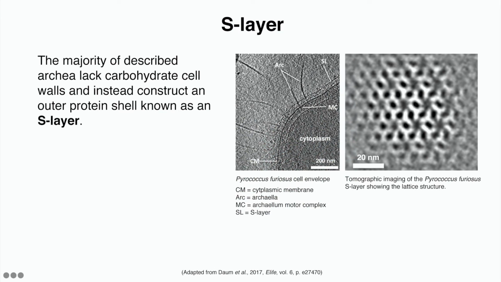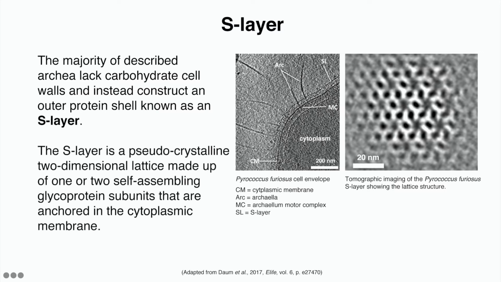The majority of described archaea lack carbohydrate cell walls and instead construct an outer protein shell known as an S-layer. The S-layer is a pseudocrystalline two-dimensional lattice made up of one or two self-assembling glycoprotein subunits that are anchored in the cytoplasmic membrane.